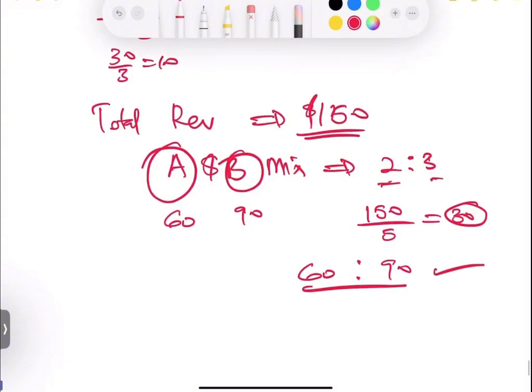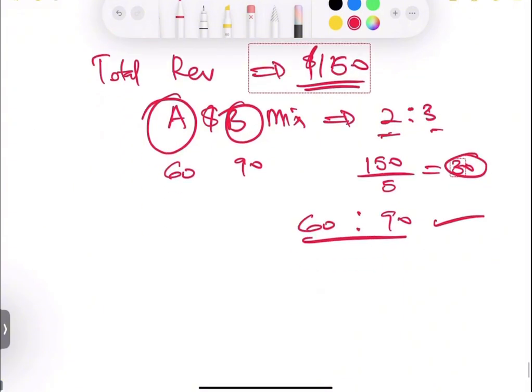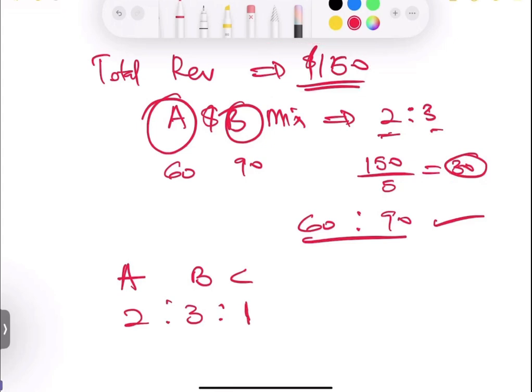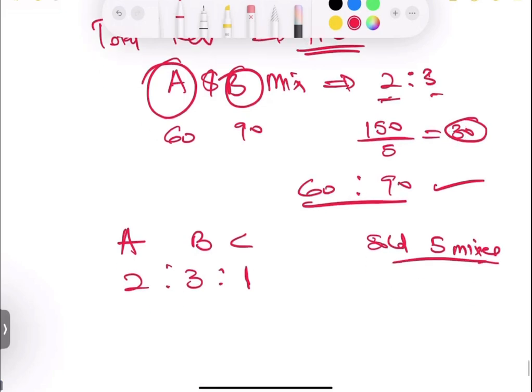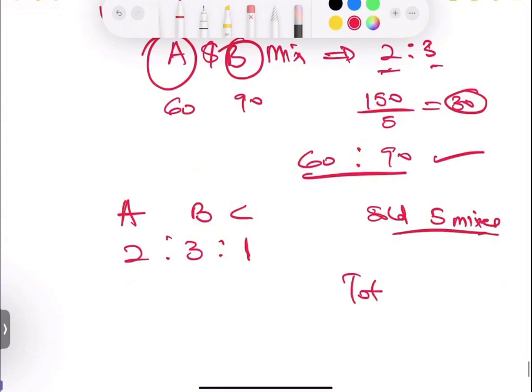Fantastic. Okay, that's good. One more. Now we have 3 products, A, B, C, in ratio 2 to 3 to 1, and we sold 5 mixes. What is the total units for each product?